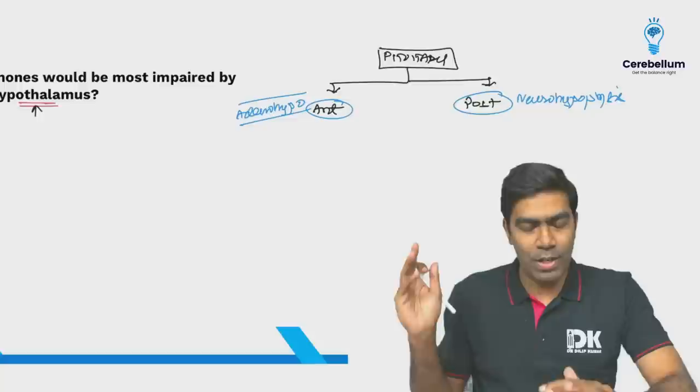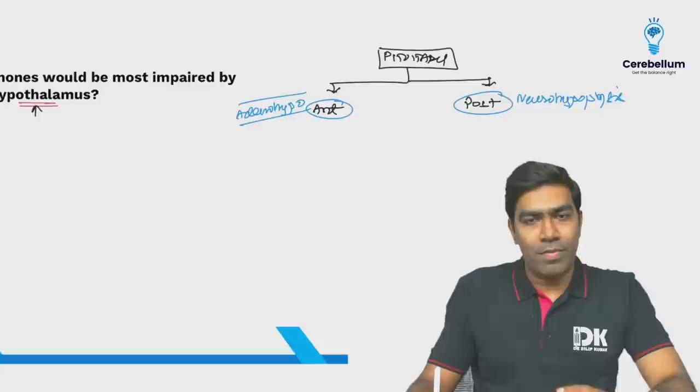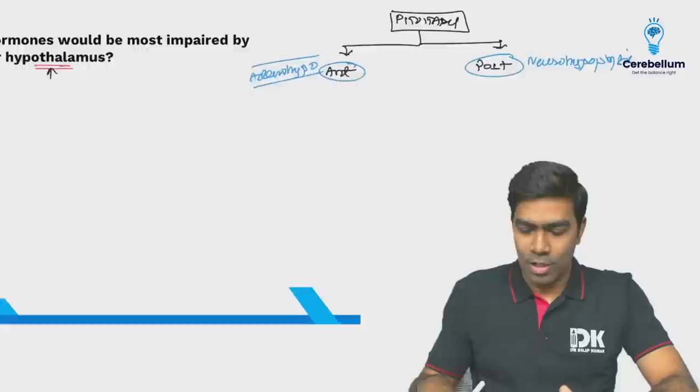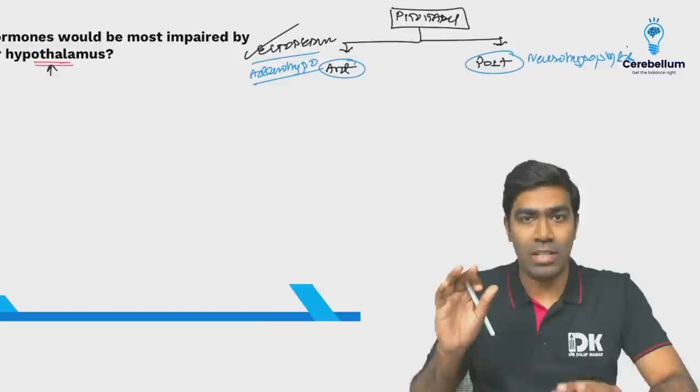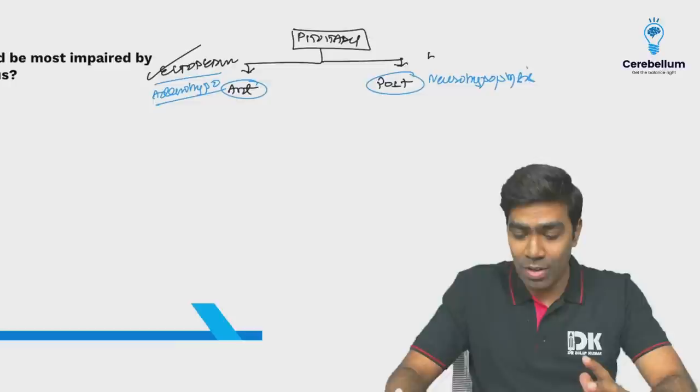All right. So we have the adenohypophysis and the neurohypophysis, that is the anterior pituitary and the posterior pituitary. Where is the anterior pituitary originating from? The anterior pituitary is originating from Rathke's pouch. Basically, it is coming from ectoderm, from Rathke's pouch in the pharynx, if you look at the embryology. Whereas where is the posterior pituitary coming from? The posterior pituitary is actually coming from the diencephalon.